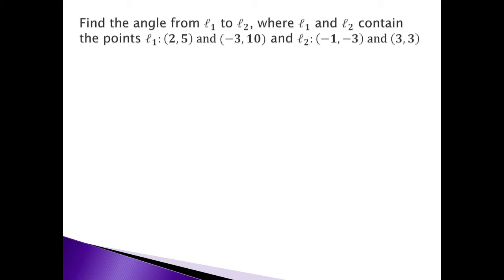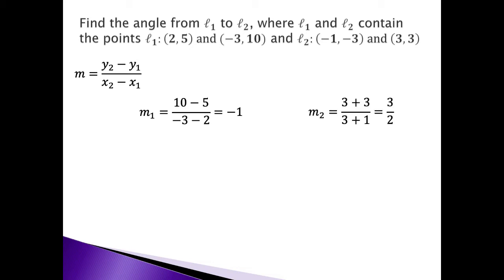Find the angle from L1 to L2, where L1 and L2 contain the points. For this example, they're not giving us any of the slopes, so we're first going to have to calculate the slope. So the points for L1 are (2, 5) and (-3, 10), and the points for L2 are (-1, -3) and (3, 3). So our slope formula is y2 minus y1 over x2 minus x1. So our slope for m1 is -1, and our m2 is 3/2.